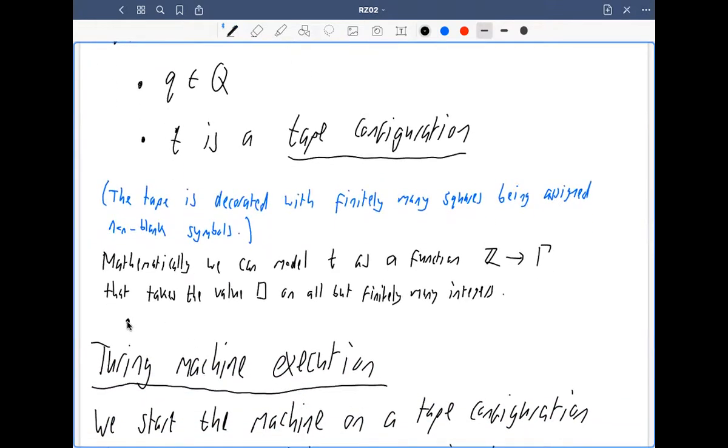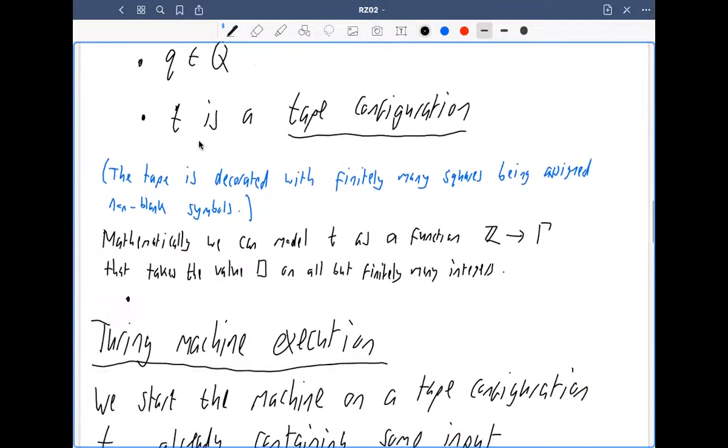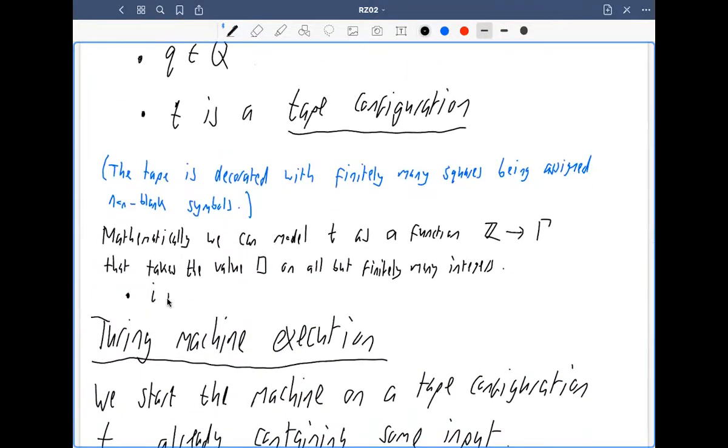And the third piece of information we need, I, is the head position. So I is the position of the read-write head at the current point in time. If we're modeling the tape as being indexed by the integers, then the head position will just be an integer, which is the index of the current square that the head is looking at.